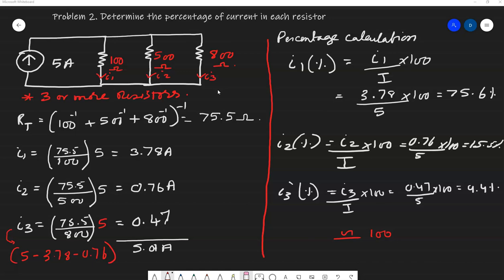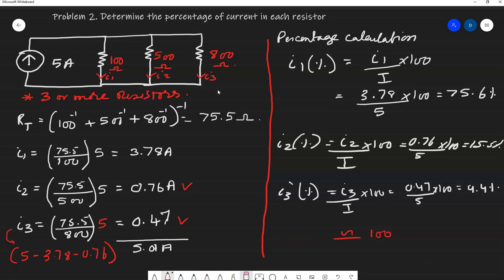So the current in this branch I1 is, we know this formula again, it's good to memorize, the total resistance divided by the branch resistor times current, which is 3.78. Similarly, the current I2 is the total resistance divided by the branch resistance times the main current, you get that. And here also the current I3 is the total resistance divided by branch resistance times I, that gives you that.